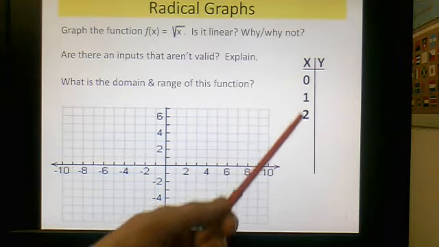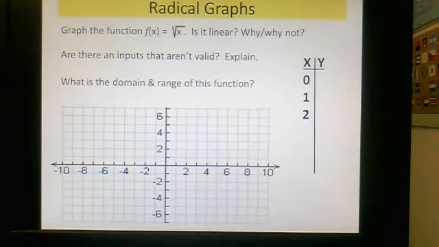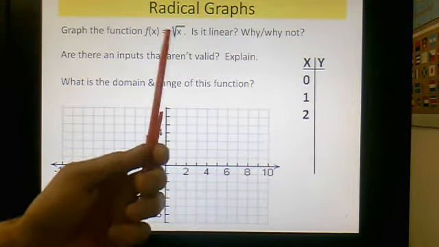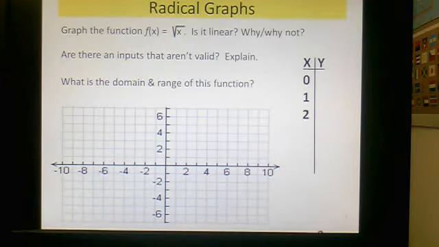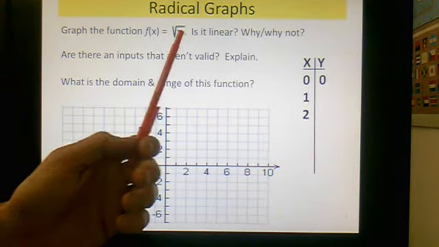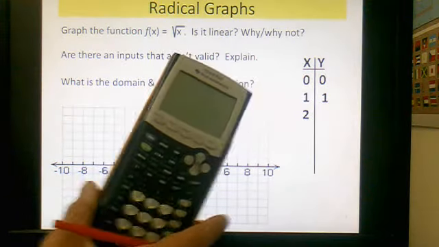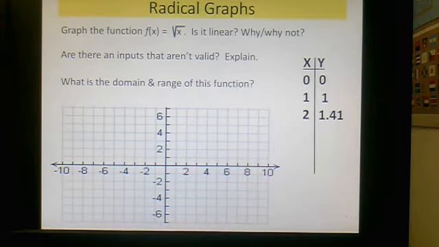And of course we talk about easy inputs. 0, 1, and 2 are some pretty easy inputs. You might not want to go beyond that yet. So think about it. If you plug in 0 for x, the square root of 0 is 0. That's easy. You plug in 1, the square root of 1 is 1. Simple. You plug in 2, and then you go, I don't know, this guy helps you. The square root of 2 is approximately 1.4.